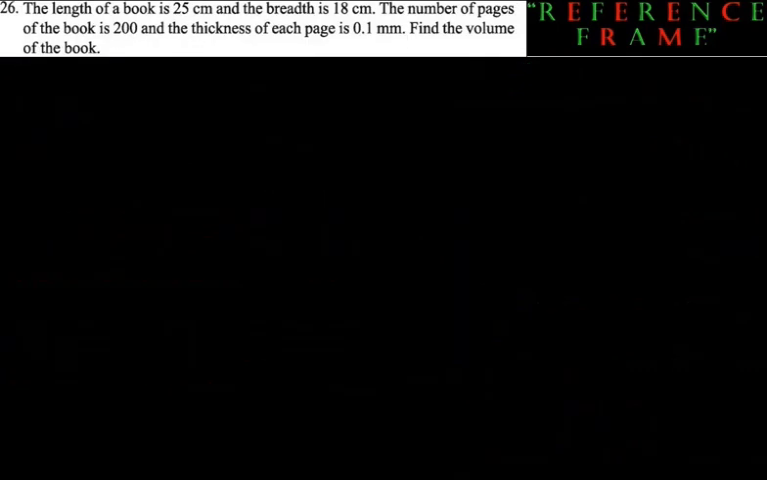Look, this is problem number 26 from a textbook. The length of a book is 25 centimeters. The breadth is 18 centimeters, and the number of pages of the book is 200. Look, every piece of sheet consists of 2 pages.